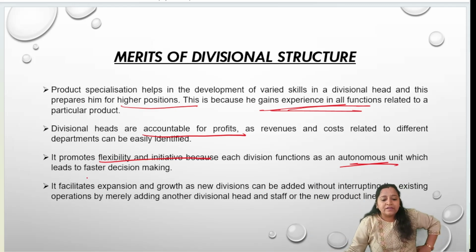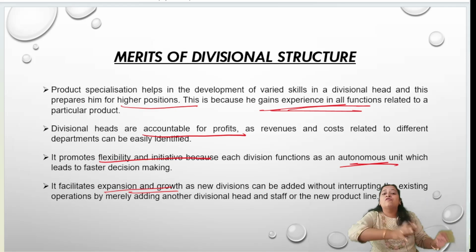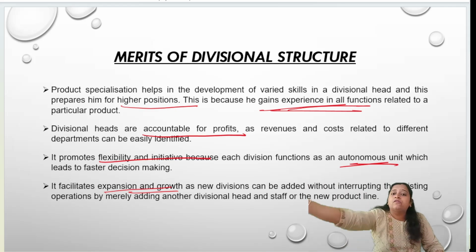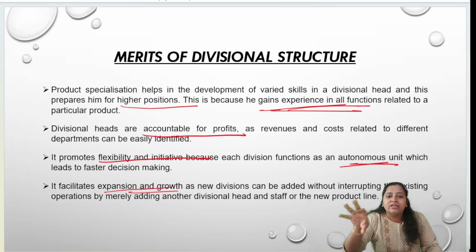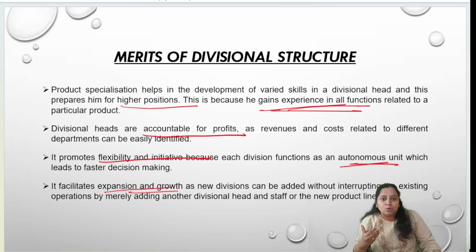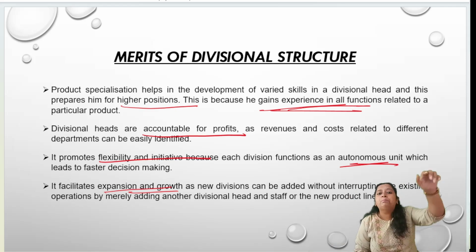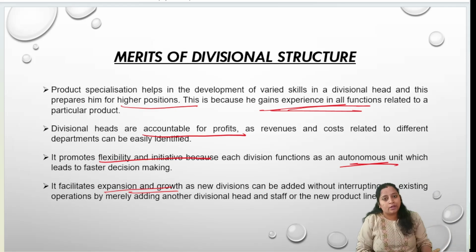Okay. It facilitates expansion and growth. Growing your business, expanding your business is much simpler when you have this divisional structure. Ma'am, now I'm producing 4 categories of products, 4 categories of services. Now I want to introduce a new product, new category. Then you can easily adopt one more division, employ a divisional head, employ staff over it, and start up the business over there without interrupting the present divisions in your organization.